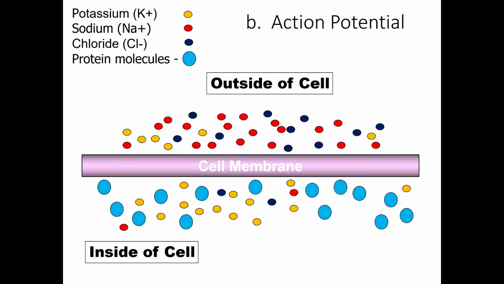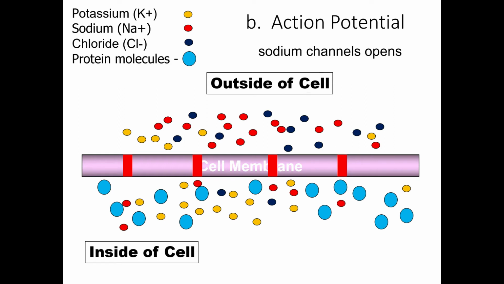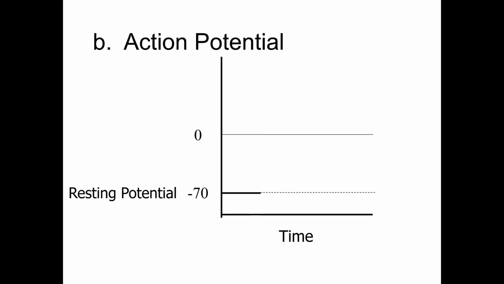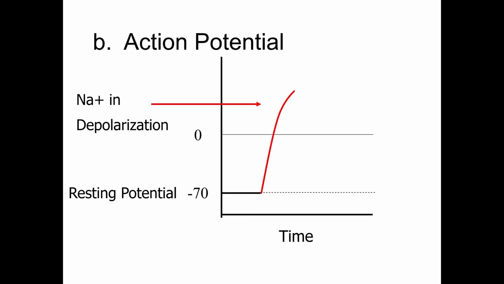So using this figure again, what happens during action potential is that the sodium channel opens, which allows the sodium ions to rush inside the neuron, making the inside of the neuron positive. So the sodium ions enter the neuron, making it positive. We call this depolarization, as the inside of the neuron is no longer polarized as negative. And now the inside of the neuron is about positive 40 millivolts.